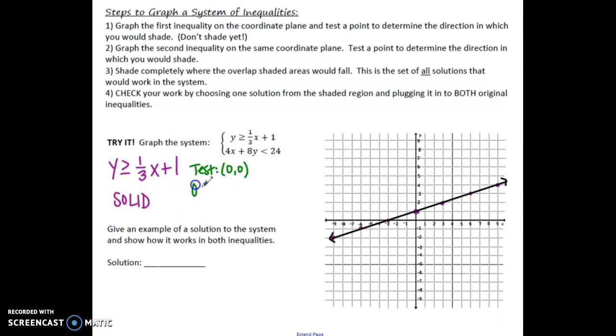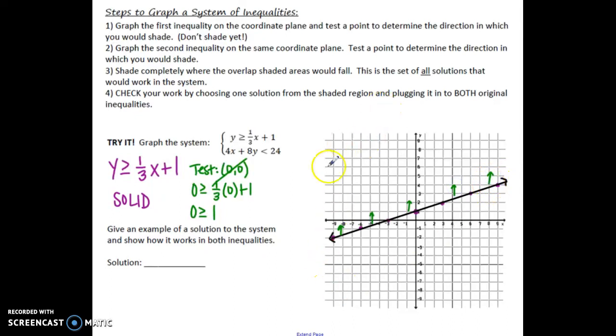So if I plug that in, 0 is greater than or equal to 1/3 times 0 plus 1. So we get 0 is greater than or equal to 1, which we know is not true. That means 0, 0 is not a solution, which means I'm going to shade on this side of the line. But because I'm going to be shading on 2 different inequalities, there's going to be a lot going on here. I might actually just indicate that I'm shading above this line by putting some arrows above it. I'm not going to actually do all the shading.